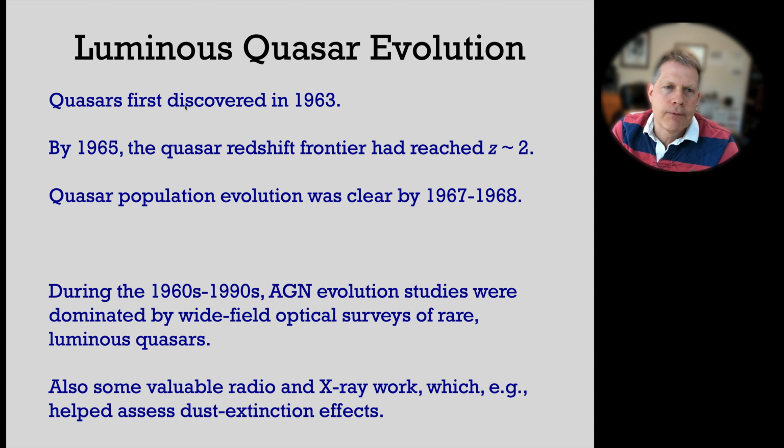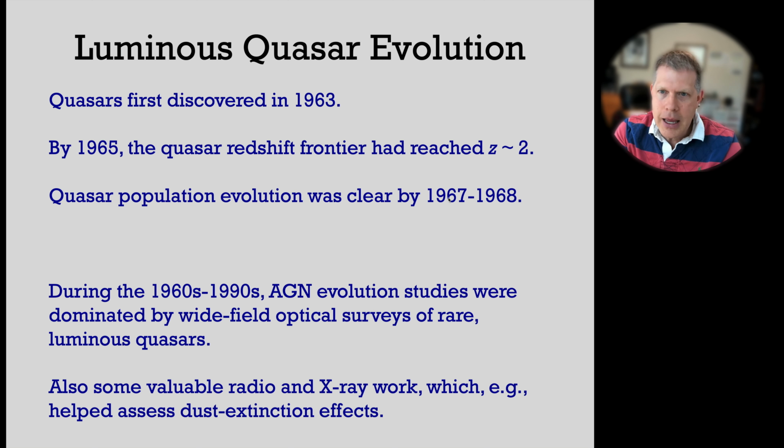Quasars, of course, were first discovered in 1963. And the quasars that were found in 1963 were at redshifts of like 0.1, 0.2. And remarkably, by just 2 years later, by 1965, the quasar redshift frontier had reached a redshift of 2. So that was an enormous expansion of our ability to probe the universe in just 2 years, going from redshifts of 0.1 to 0.2 out to redshifts of 2.